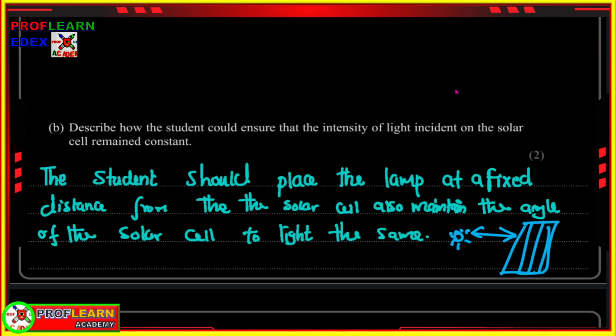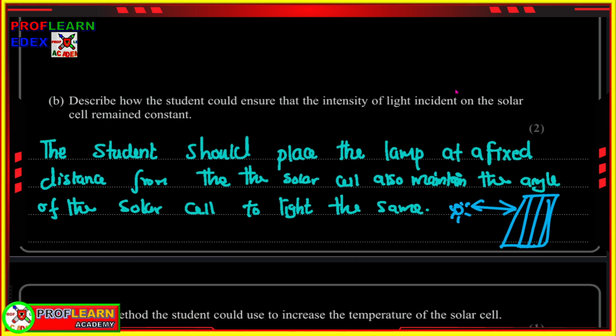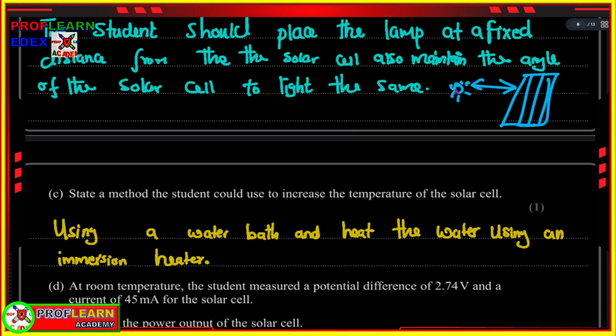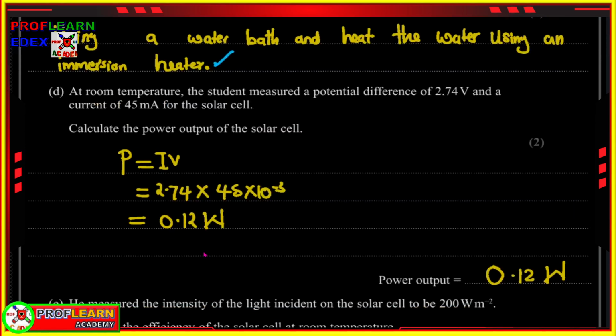Describe how the student could ensure that the intensity is constant. We have said that the student should place the lamp at a fixed distance and also ensure that the angle of inclination of the lamp to the solar cell should remain the same. State the method the student could use to increase the temperature: using a water bath and a heater, to heat the water, and also use an immersion heater in that case, or an electric heater. At room temperature, the student measured the potential difference to be 2.74 and the current to be 45 milliamperes.